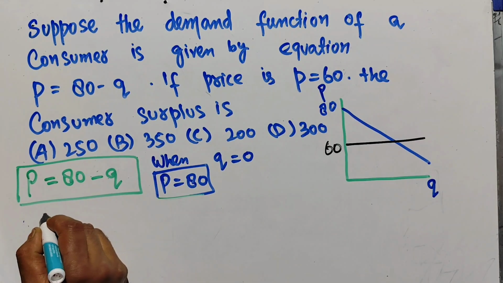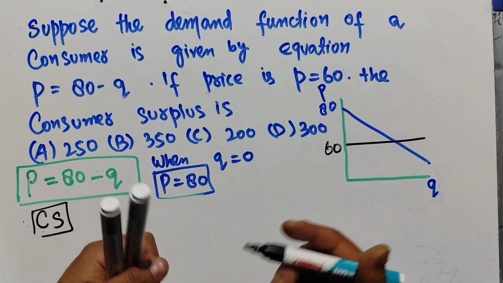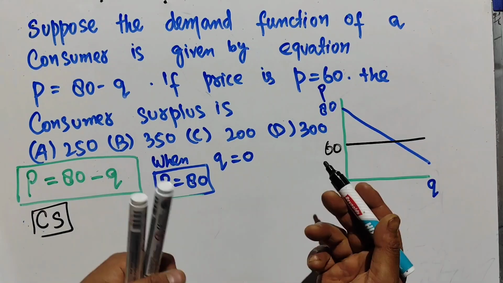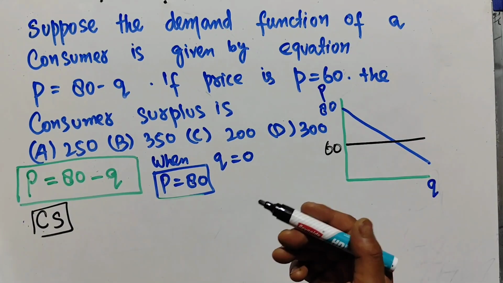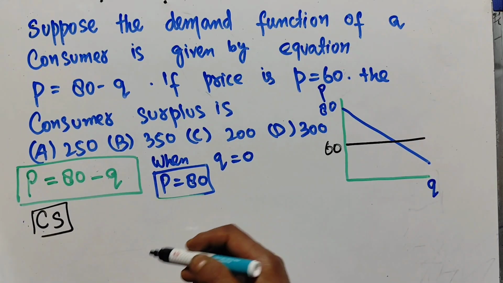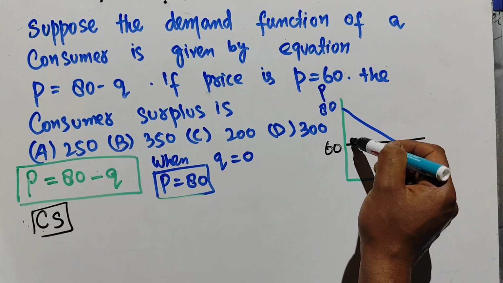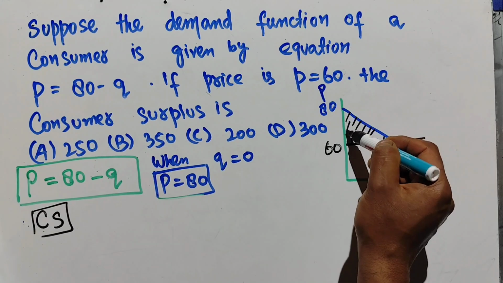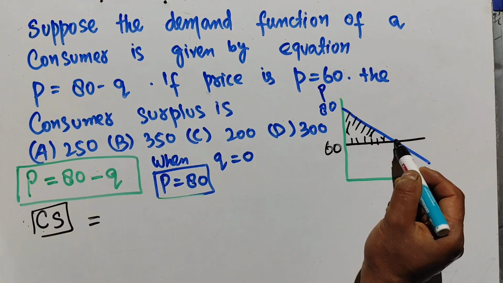Now what is consumer surplus? Consumer surplus is simply the difference between the price that the consumers are willing to pay for a product and the price they are actually paying for the product. And graphically in this case, the consumer surplus is simply the area which is above the market price and below the demand function. The area of this very triangle gives us the consumer surplus. So since it is a right angle triangle, we also need to find out this very intercept.